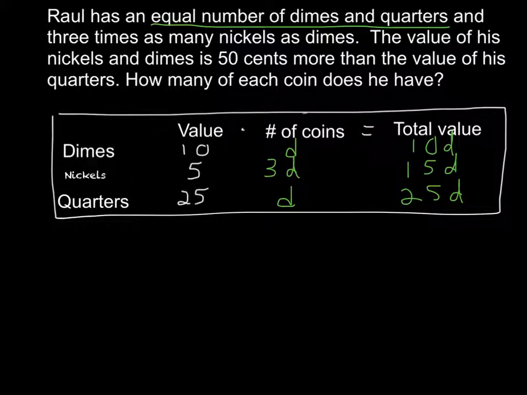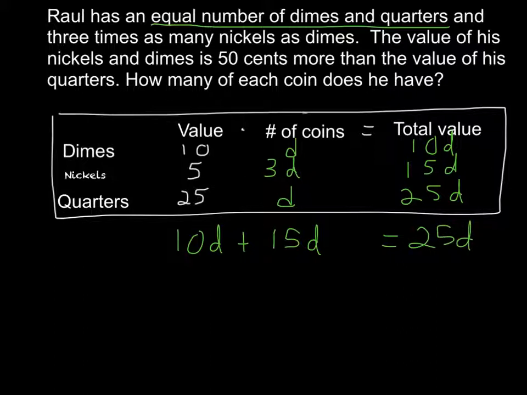The value of his nickels and dimes is 50 cents more than the value of his quarters. So nickels and dimes together, that would be 10D plus 15D is 50 cents more than the value of his quarters. So his quarters are going to be a value of 25D. Now the tricky part here is deciding which one we have to add the 50 cents to.